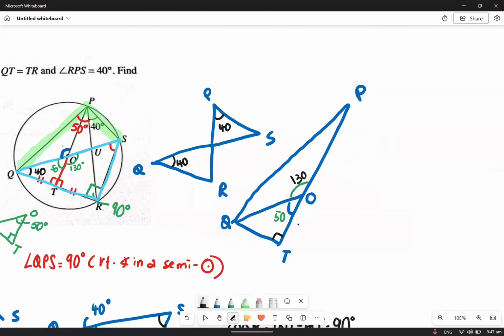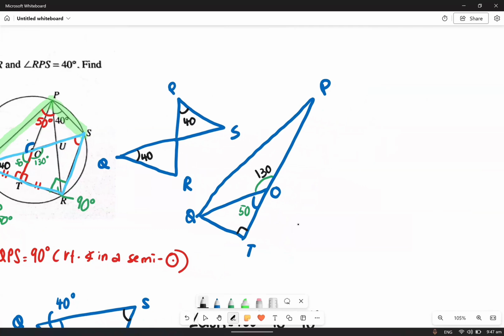This is 90, right? True? True. How much is this? 40, right? Make sense? Yeah, so the only way to find out what this really is, is to do 90 plus 40. Okay, you all remember now? This angle plus this angle gives me the one outside.